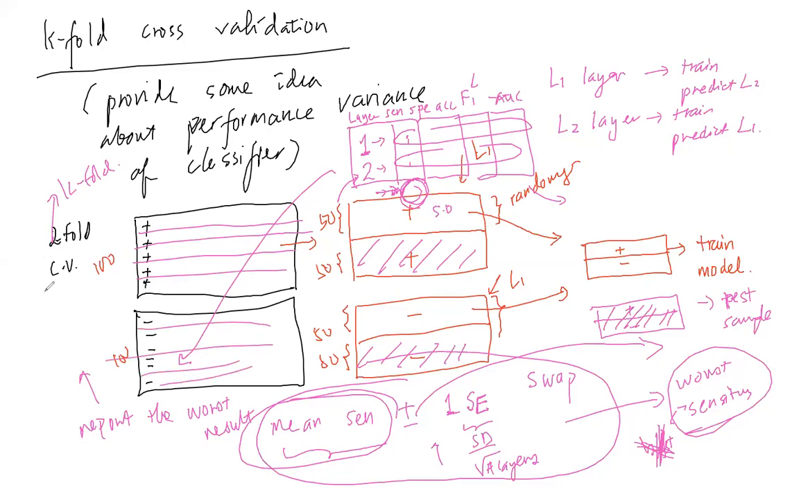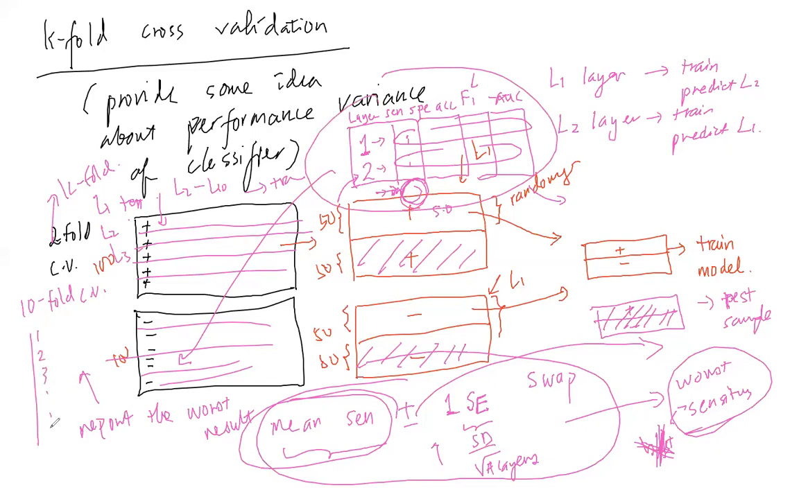Let's say it's 10-fold cross validation. You retain layer 1 for testing. Then layer 2 until layer 10 will be used for training, right? After you are done with this, you use layer 2 for testing, layer 3 for testing, right? So if you have 10-fold cross validation, your performance metric will have layer 1, layer 2, layer 3 until layer 10, right? So then it allows a better estimation of the standard error of your metric, the mean metric, okay?